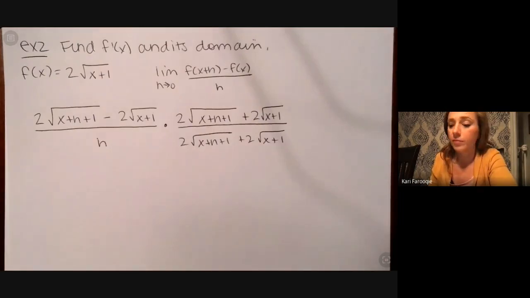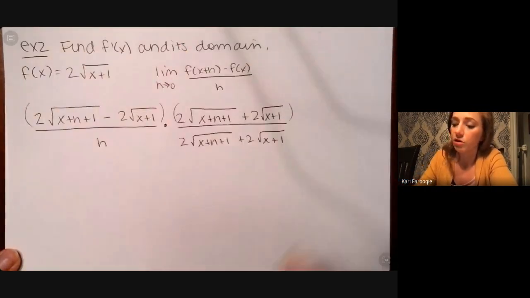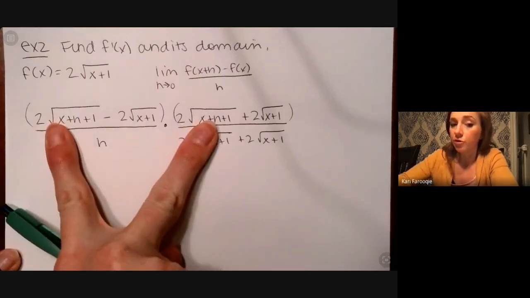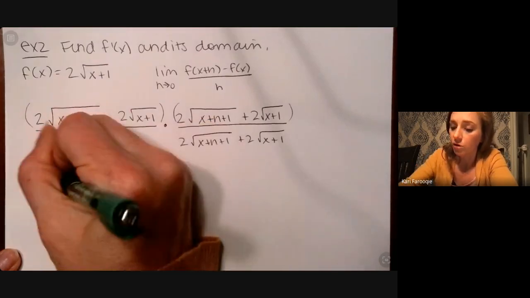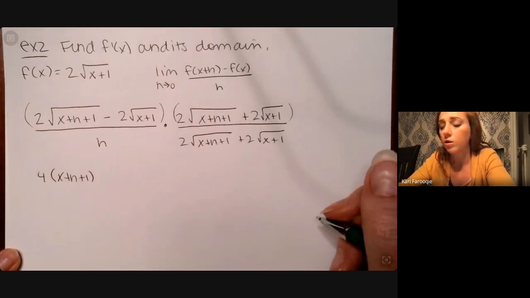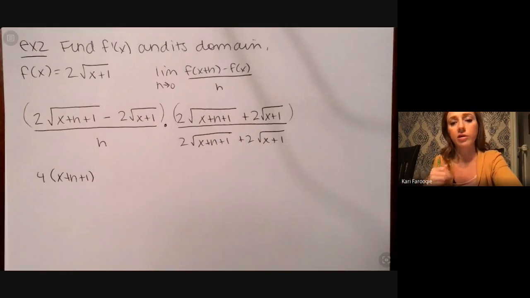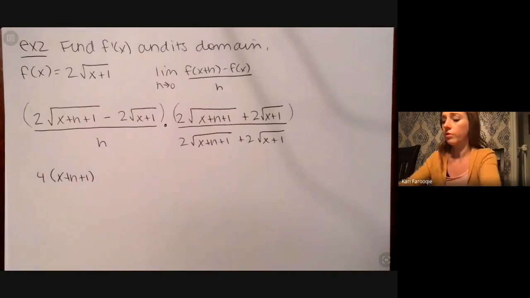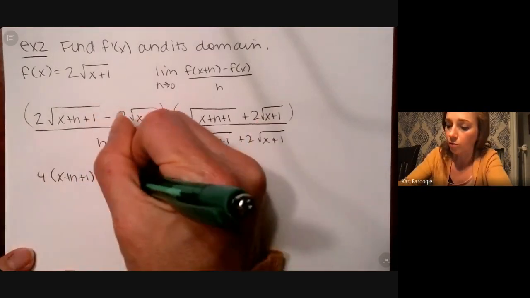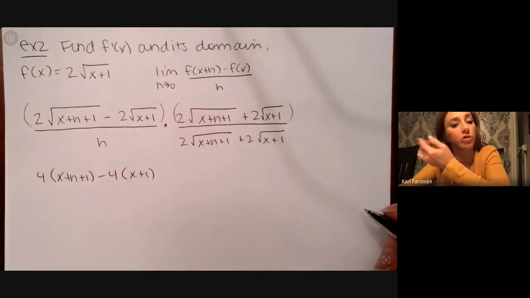Now we'll multiply. If you prefer to have parentheses around it and you feel like you can FOIL more easily, that's fine. Put parentheses around it. I'll leave that up to you. The first terms, 2 times 2 gives you 4. The square root multiplied by itself just gives you x plus h plus 1. The outside and inside terms are going to cancel out. That's the whole point of the conjugate. And then we're going to have minus 4 times the square root of x plus 1 multiplied by itself, which is just x plus 1.